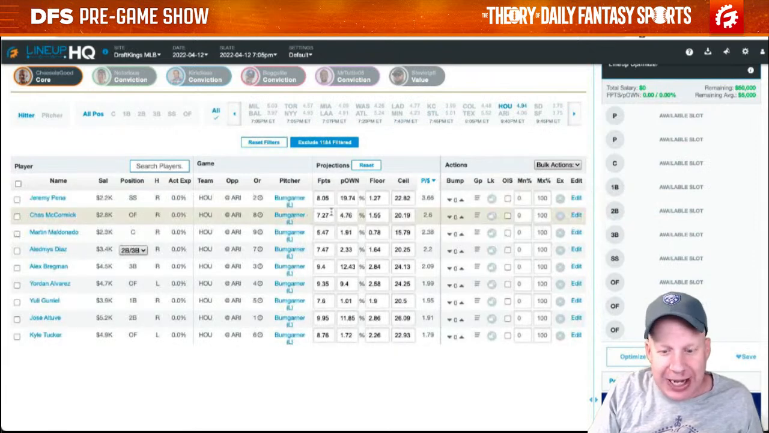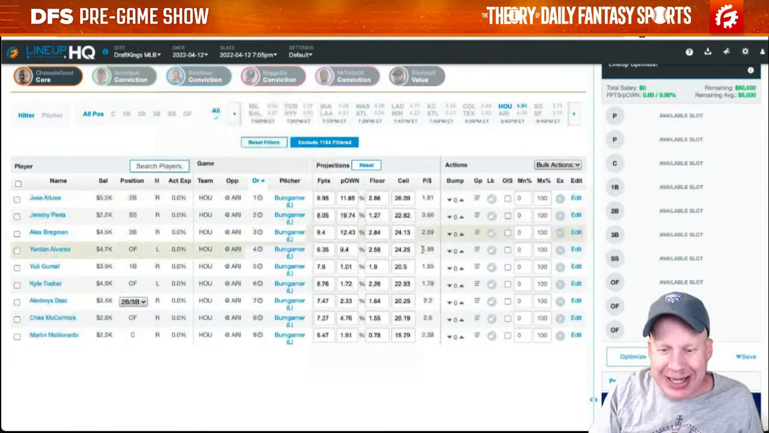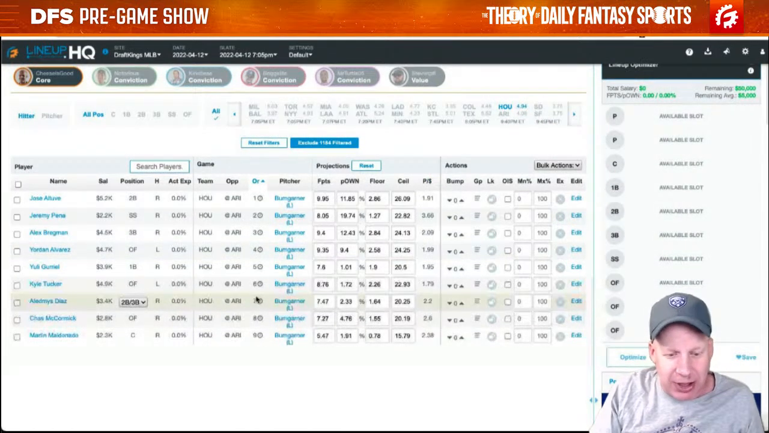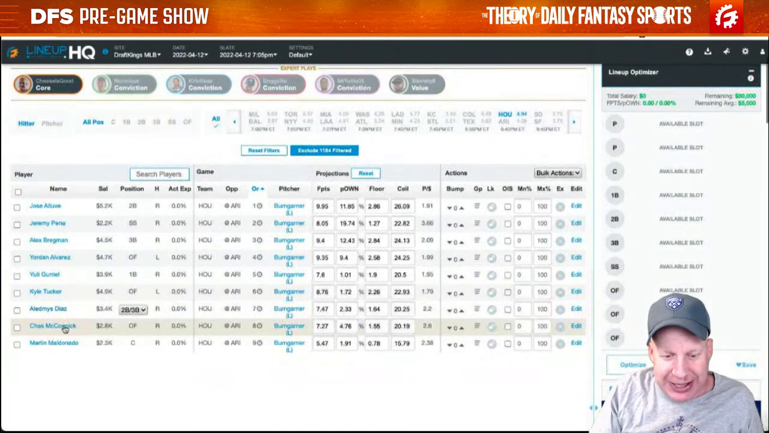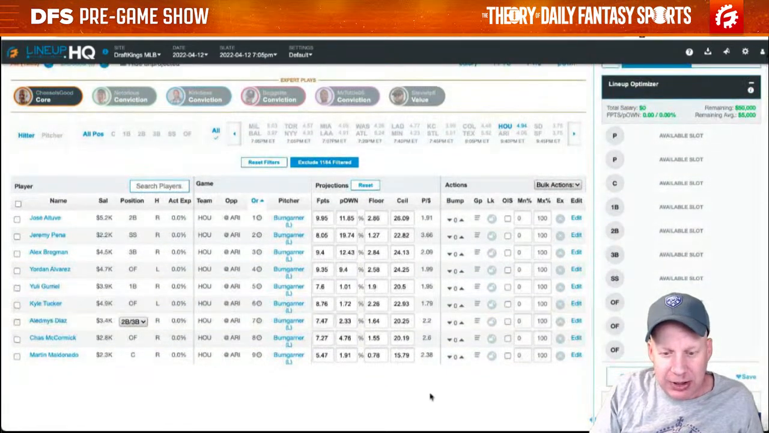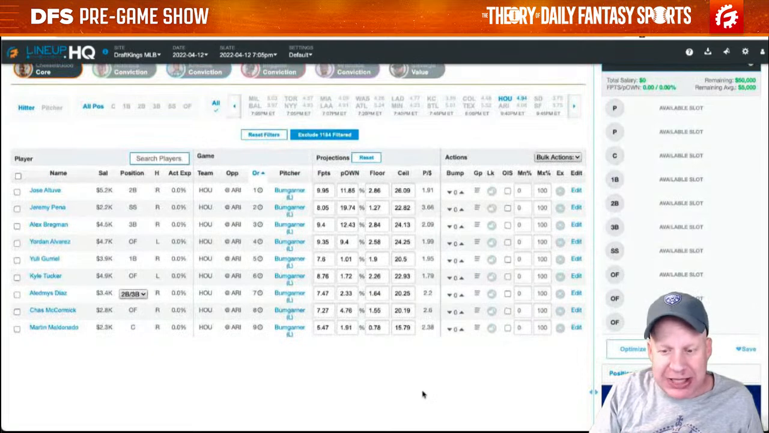Yeah, okay. I'm going to stack the Astros against Bumgarner, and take a look if this happens to be the starting lineup: Altuve, Pena, Bregman, Alvarez, Gurriel, Tucker, Diaz, McCormick, Maldonado. You're like, I'm stacking the crap out of them against Bumgarner a ton. So you play Altuve. You play Pena. You play Bregman. You play Jordan Alvarez. You play Kyle Tucker.